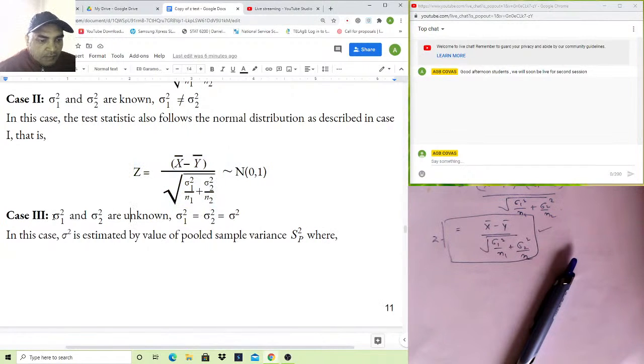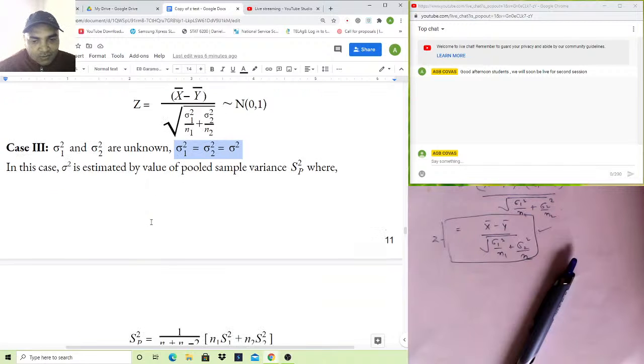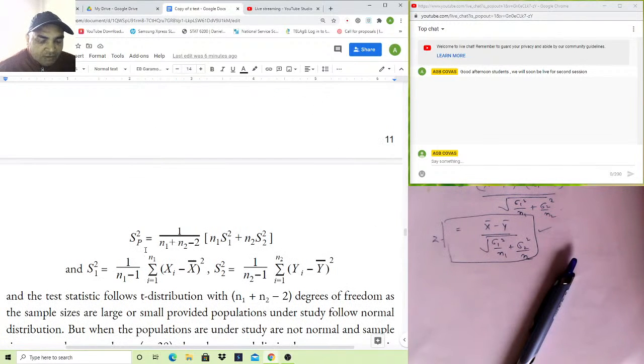The third case may be that they are unknown but equal. In that case, the sigma square is estimated by the pooled sample variance. Okay, and what is that pooled sample variance? From population 1 we have taken n1 and from population 2 n2, minus 2 because there are 2 populations. That is, n1 minus 1 plus n2 minus 1, so it will become n1 plus n2 minus 2. And this will be n1 into s1 square plus n2 into s2 square.